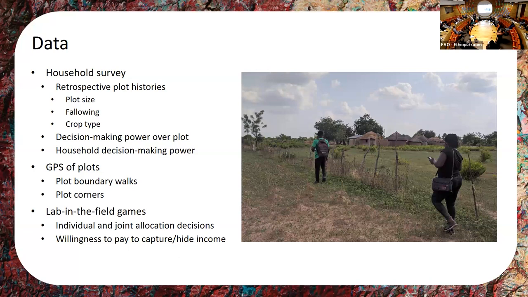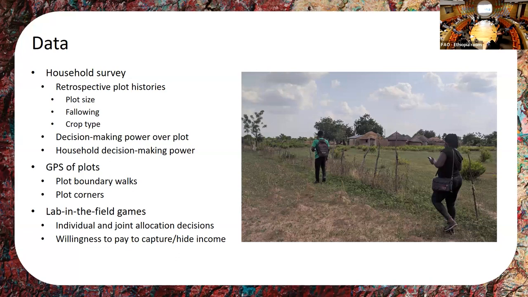And importantly, we interview the man and the woman separately at the same time so that we can get their reports individually. The second thing we collect for that independent third observation is the GPS of plots. And we do this two ways. The first is by having enumerators walk the boundaries of the plots with tablets to collect the data. You can see that here. And again, we do this separately, the man and the woman separately where possible. Sometimes they refuse to do that and walk together, but in general, it was done separately where possible.